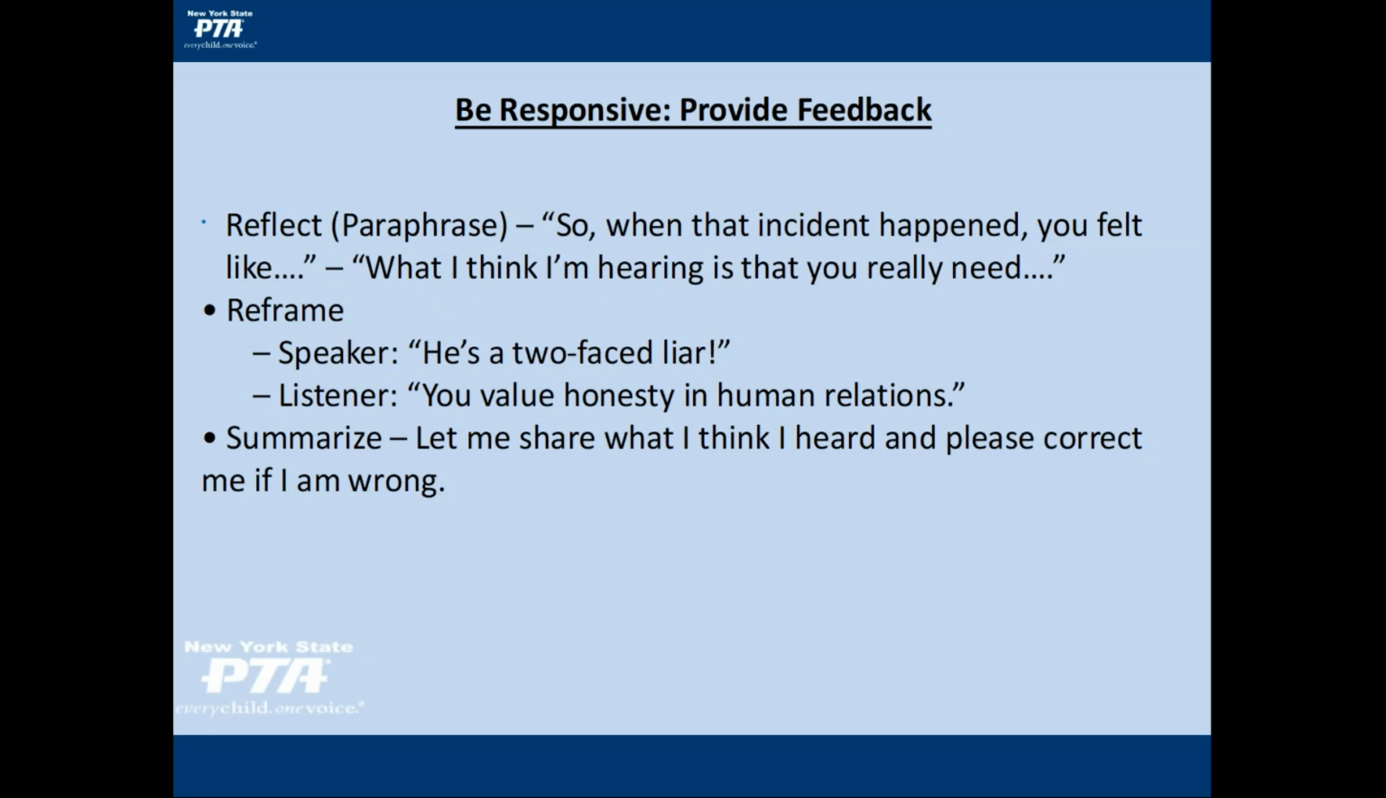And reframing. Again, we want to try to take some of the negative things that might be said. So we have a great example here. The speaker says he's a two-faced liar. As a listener, you would try to glean what they're really trying to say. Honesty is important to that person. Honesty is important in having good relationships. So you're not saying, hey, I agree with you, he is a two-faced liar. You're just validating that person's feelings, as in, obviously, honesty is a big value to them.